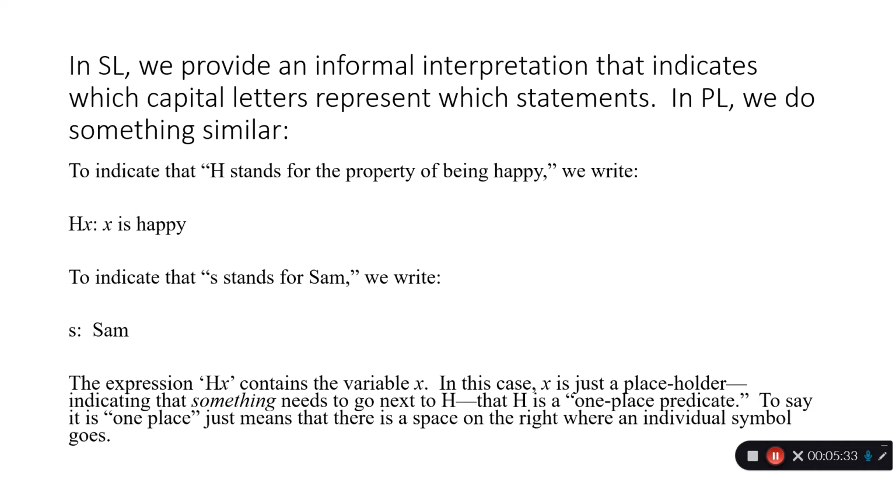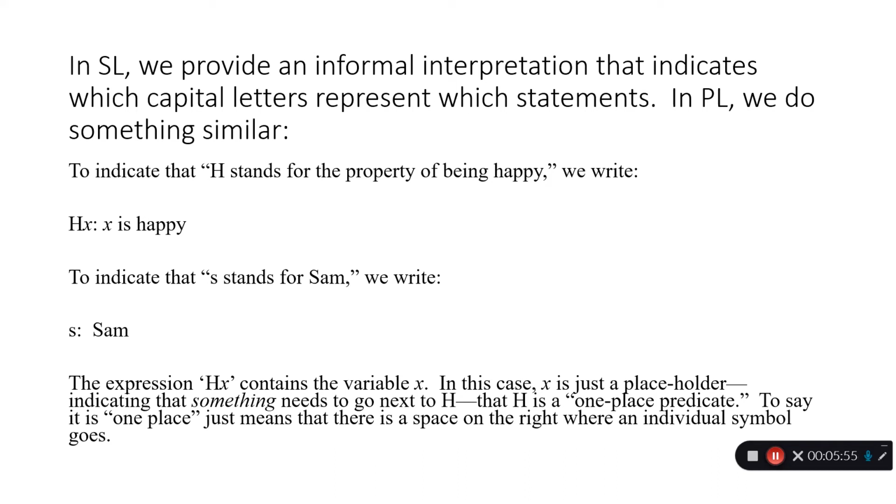Now, the expression Hx contains that lowercase x, which is a variable. In this case, x is just a placeholder. It's just indicating that something needs to go next to H, that H is what we call a one-place predicate. To say it's a one-place predicate just means that there's a space on the right where an individual symbol goes.